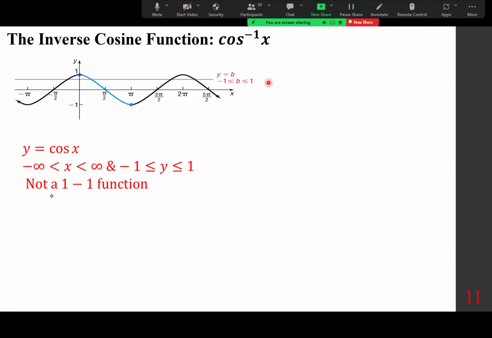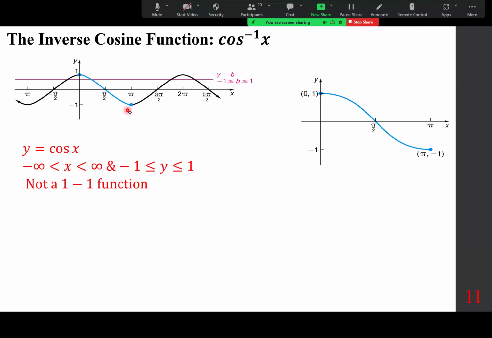We do the restriction, but here's the important part. The restriction must be such that the entire range will be there. We can't lose anything. And so the reason we go from 0 to pi is because it covers the range. And if we choose anything else, it may not be continuous. So we want a continuous piece.